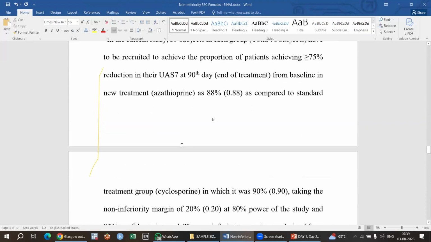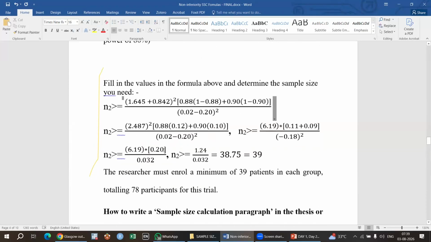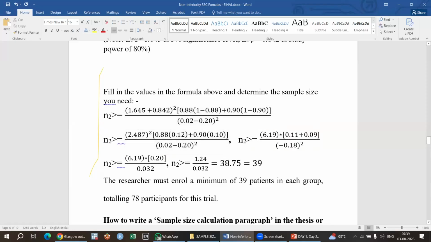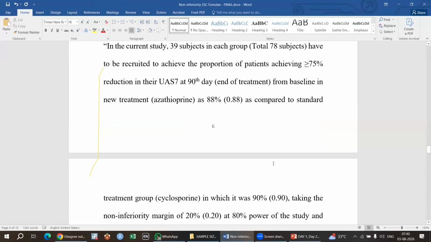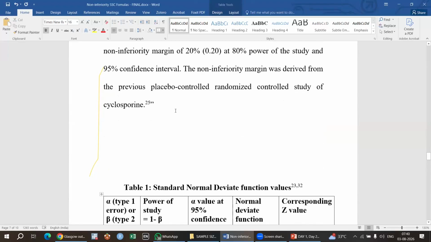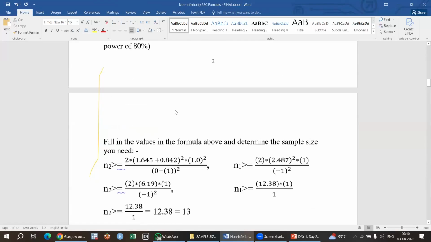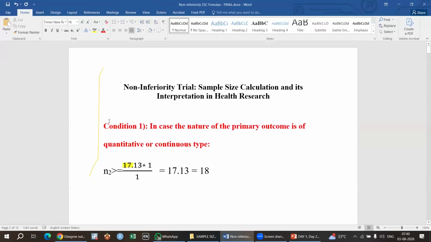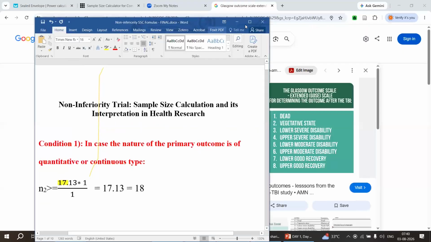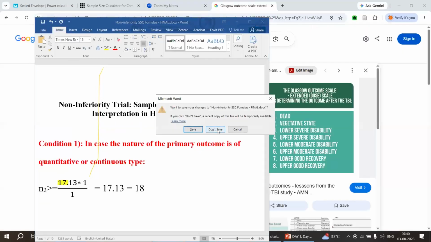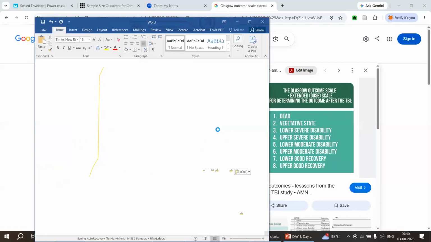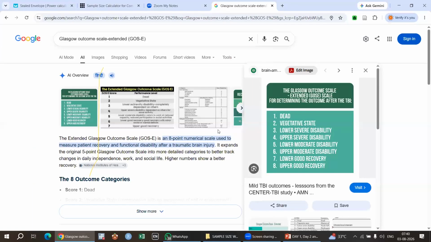So here what they have done: they used, I think, 80% power. We used 90% power. So this is how to calculate, and this is how to write down this sample size calculation formula. I am not saving this, and I will send it to you. Please practice on this. If you have any question, you can ask me.